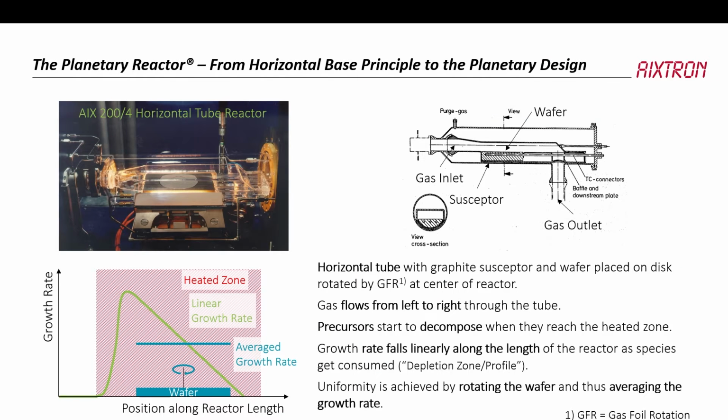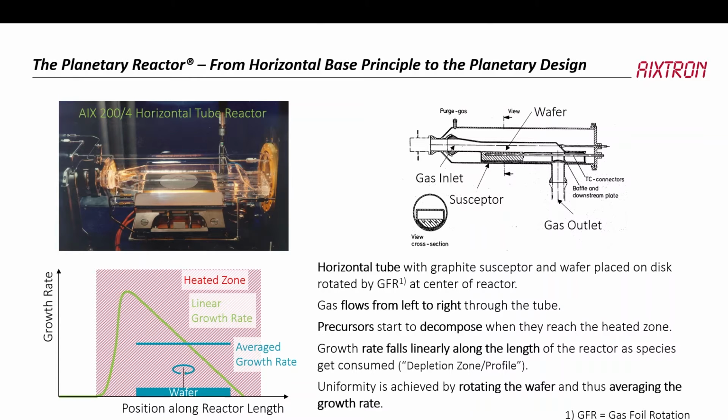Let's start to understand how a horizontal reactor works, starting with the horizontal tube reactor. The horizontal tube reactor has an inlet and an outlet, and the wafer is placed in between. It's also rotating here, and it needs to rotate, as we will see. This is a sketch of what we call the depletion curve. This is the position along the reactor length, and this is the growth rate. The green curve is the growth rate that we'll see.